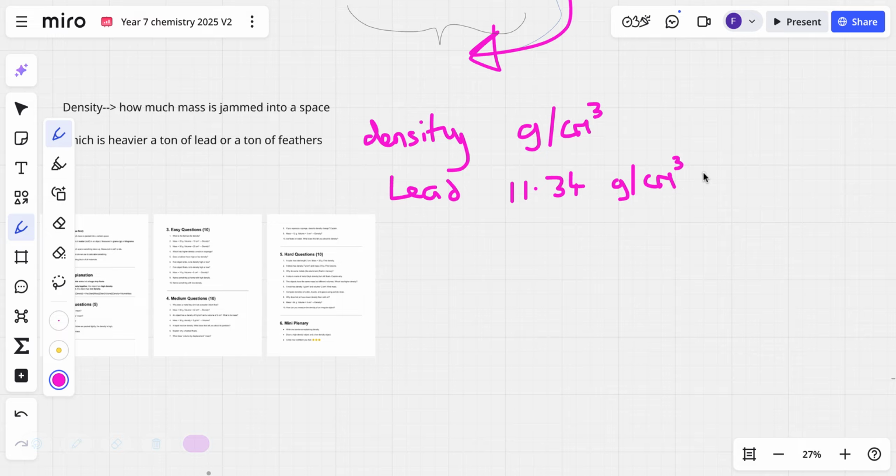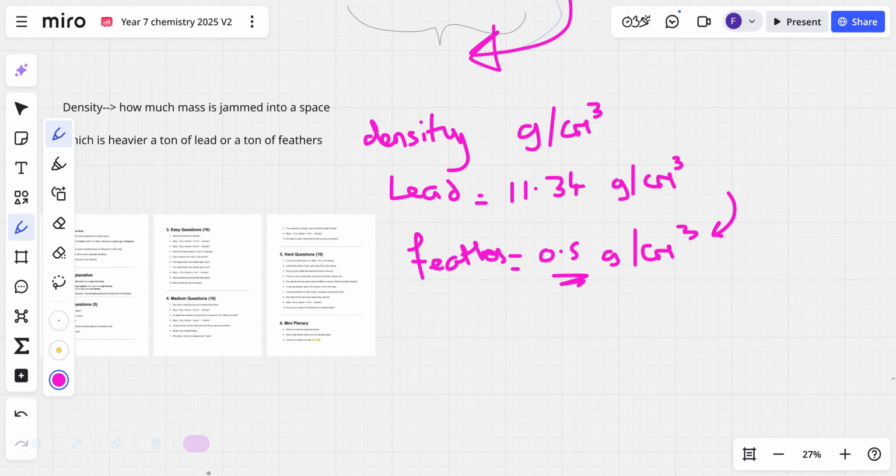All right. So the density of feathers is about 0.5 grams per centimeter cubed. Okay. So there's only half a gram jammed into 1 centimeter cubed, and this is feathers. So this is the idea of density. It's how much mass in grams is in a centimeter cubed.